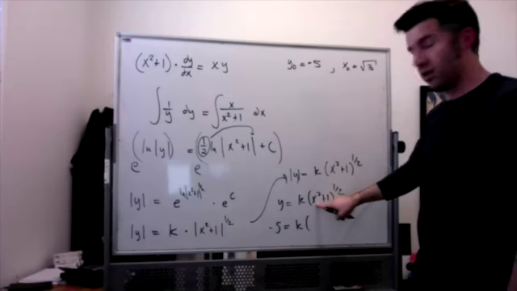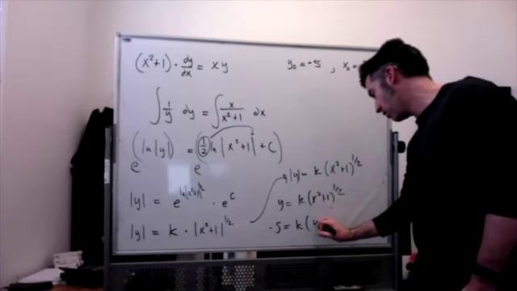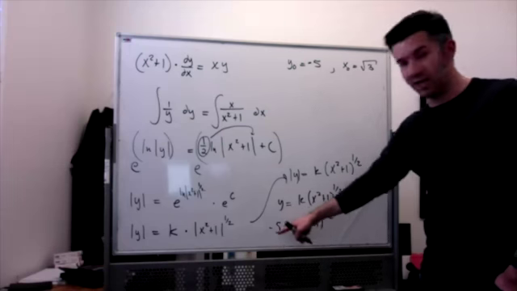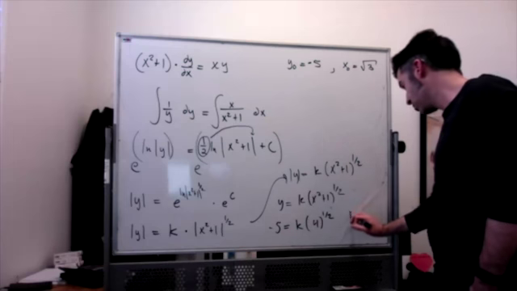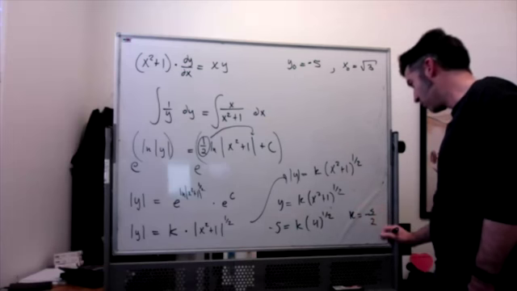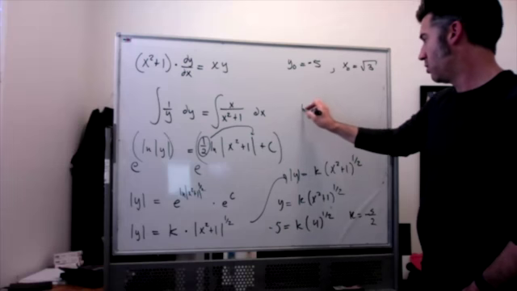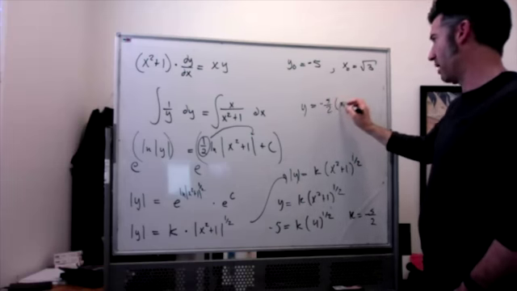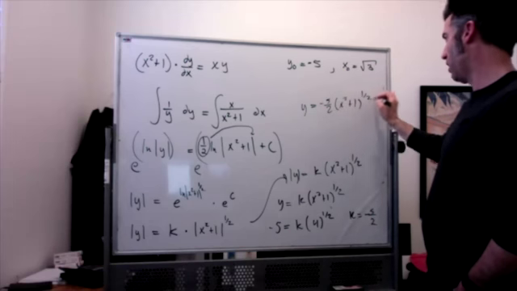So square root of 3 squared is 3. 3 plus 1 is 4. 4 to the 1/2 is 2. So I end up getting k equals -5 divided by 2, which means my final solution is y equal to -5/2 times (x squared plus 1) to the 1/2.